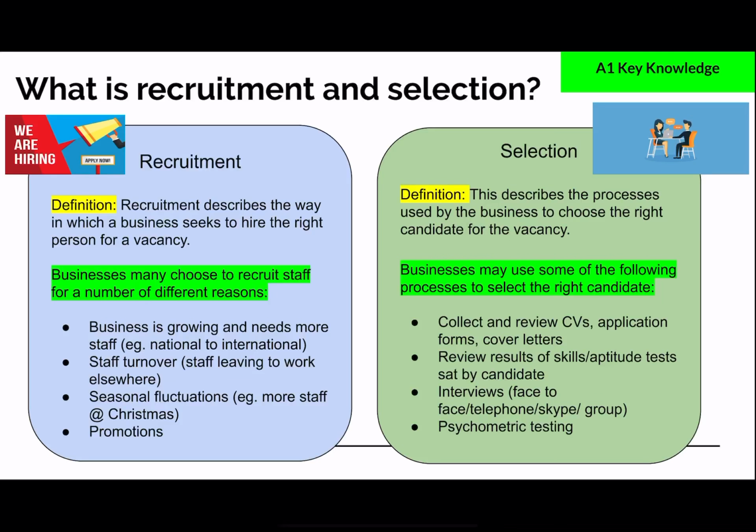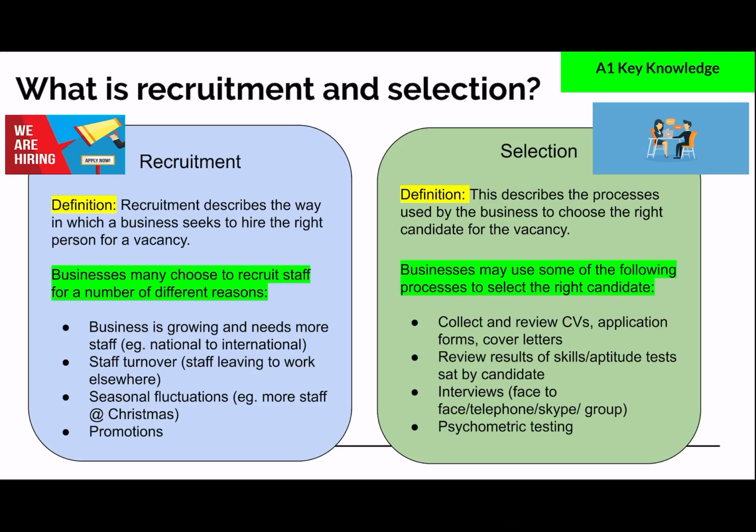Another reason why a business might choose to recruit is due to staff turnover. That means that these are staff who are leaving that job either to go and work elsewhere or because they don't want to work for that organisation anymore. This could be, for example, because they are of pensionable age and they aren't required to work anymore. It might be because their family circumstances have changed. It might be because somebody has become pregnant and that role needs to be filled. It could be because they don't like working in that organisation anymore.